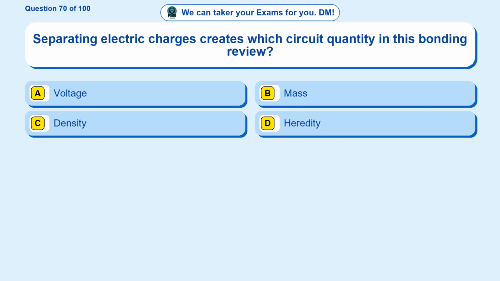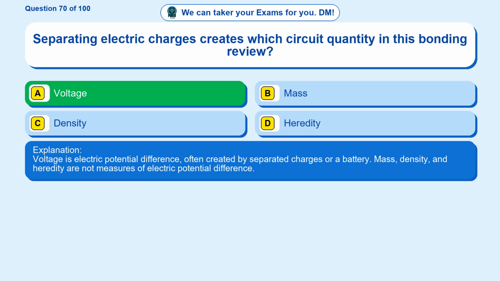Question 70. Separating electric charges creates which circuit quantity in this bonding review? Option A, voltage. Option B, mass. Option C, density. Option D, heredity. The correct answer is option A. Voltage. Voltage is electric potential difference, often created by separated charges or a battery. Mass, density, and heredity are not measures of electric potential difference.